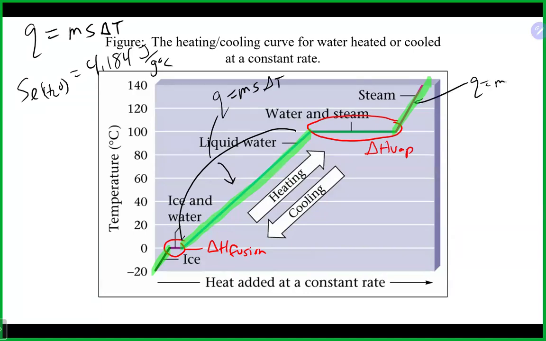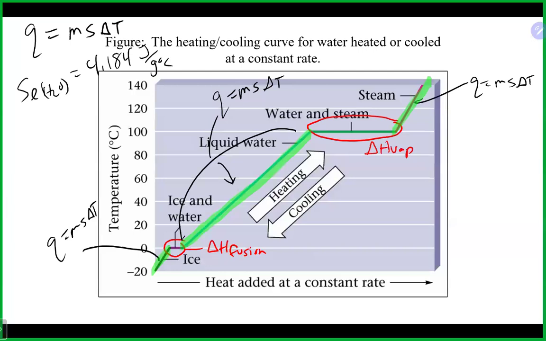Take it over here, a little specific heat equation, and down here in the ice region, the specific heat equation is needed. So if you look at the graph and you're keeping track of what's happening, if the temperature changes but the phase stays the same, that's a specific heat calculation. If you're anywhere where the temperature stays the same but the phase changes, you're doing either a heat of fusion or a heat of vaporization calculation.